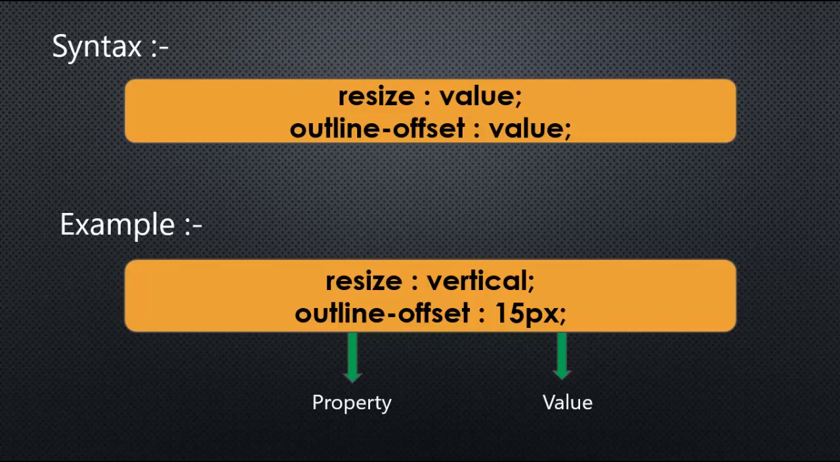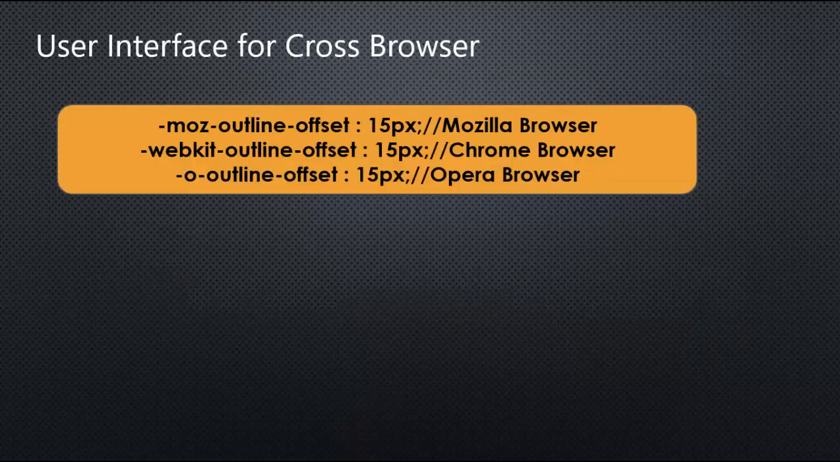Syntax. Resize is a property and we need to pass the value. Outline offset is a property and we need to pass the value. Example: resize vertical, where resize is a property and vertical is a value; outline offset is a property and 15px is a value.